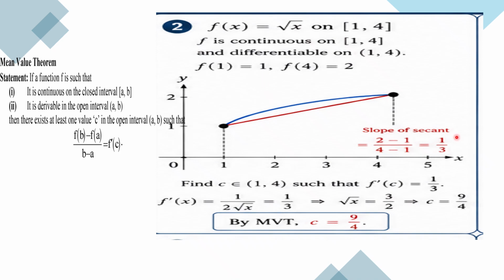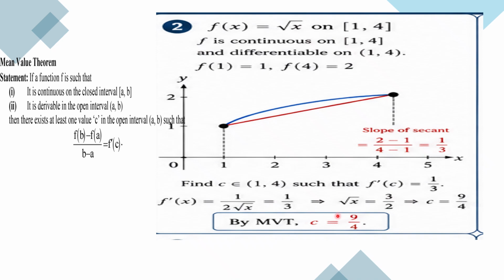Slope of the secant is f of b minus f of a, which means 2 minus 1, over b minus a, which means 4 minus 1, and it must be equal to f prime c. So f prime c is equal to 1 over 3, by which we have to find c. First we find f prime x, which is 1 over 2 square root x, the derivative of square root x, and x is replaced by c.